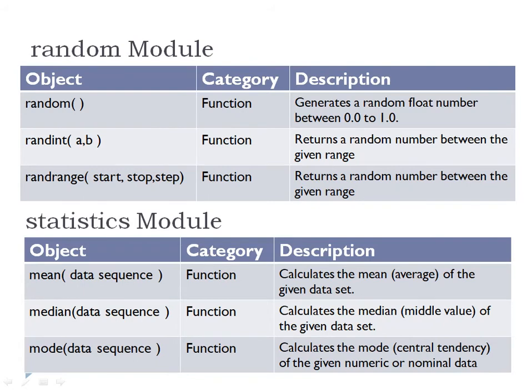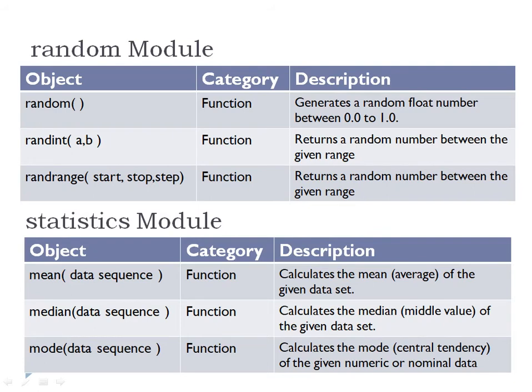Now you have the statistics module. Here you have mean, and in brackets you will be providing a sequence containing the data. Now you are well aware of the sequence. So the mean, that means the average of the given data set, will be calculated.